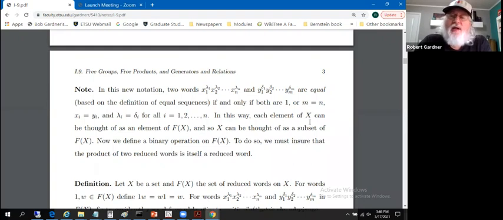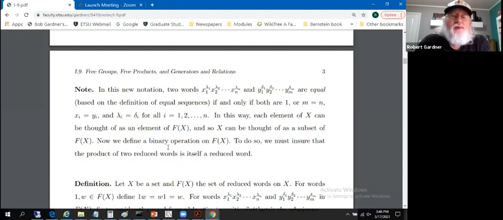In this way, each element of set X can be thought of as an element of F of X, a reduced word. I'd really like to say a reduced word of length 1. It's only got one letter in it when we drop all the 1s. So individual elements of X can also be thought of as words of length 1, if you will. And X can be thought of as a subset of F of X in that sense.